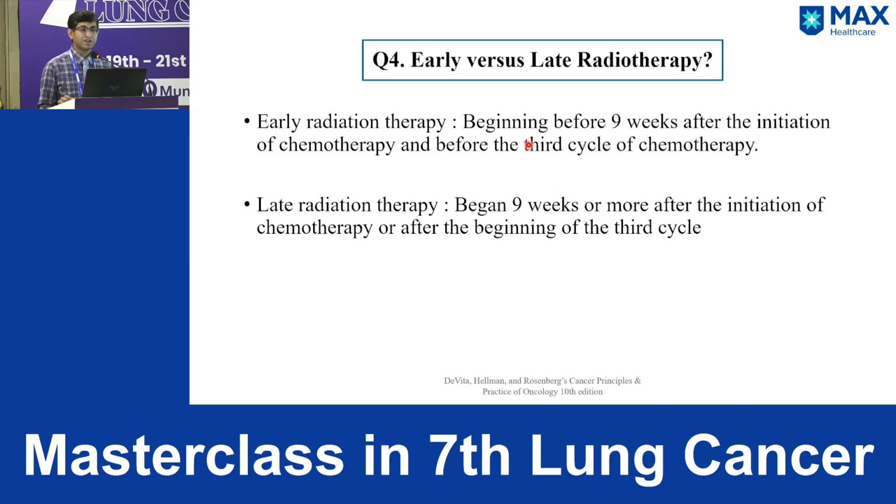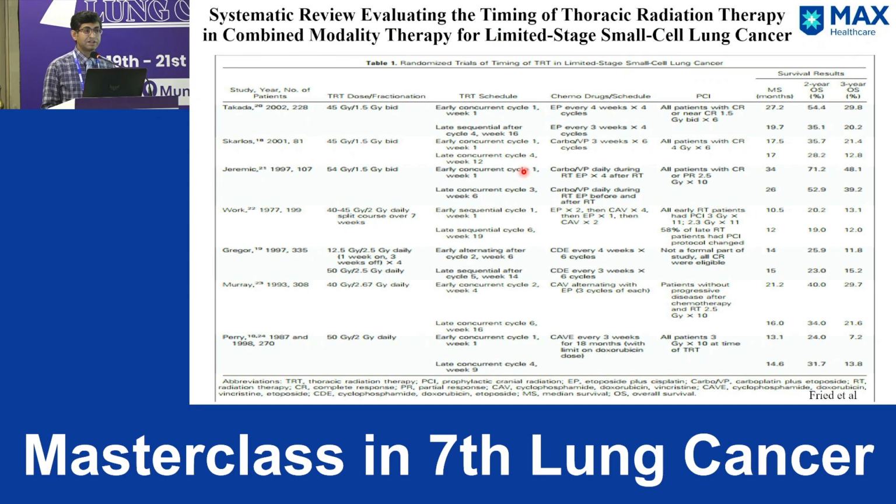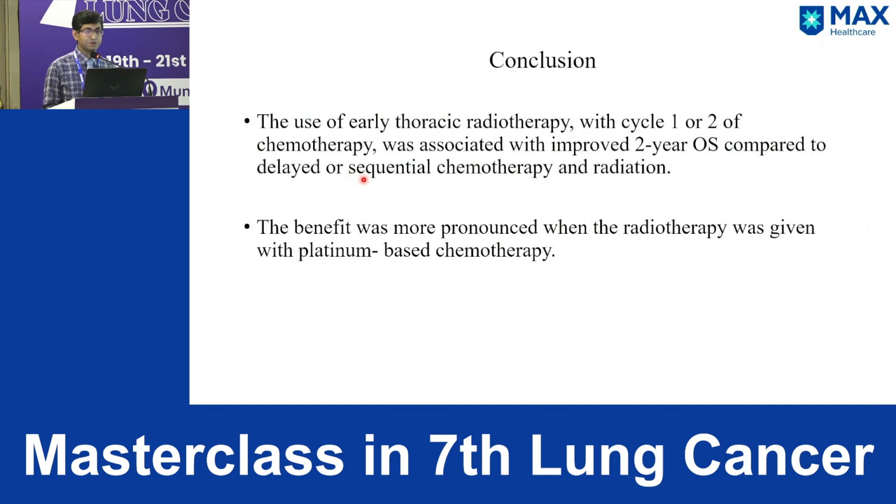The next question, early radiation or late radiation? The definition of early radiation is radiation beginning before the 9th week. That means before the 3rd cycle of chemotherapy. So if radiation is started within the 1st or 2nd cycle of chemotherapy, that is known as early radiation. Anything beyond that is late. There is a systematic review of multiple studies, and these suggested that use of early thoracic radiation, either with cycle 1 or 2 of chemotherapy, was associated with improved 2-year overall survival compared with delayed or sequential chemoradiation. The benefit was more pronounced when the radiation was given with platinum-based chemotherapy.